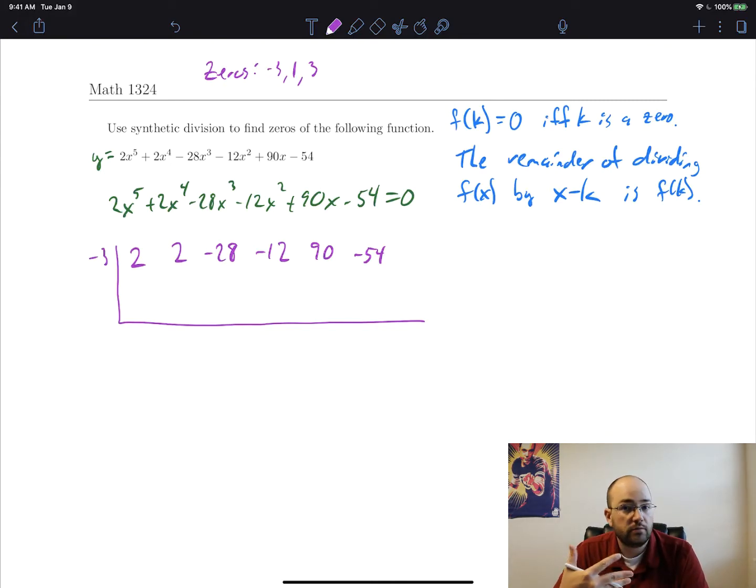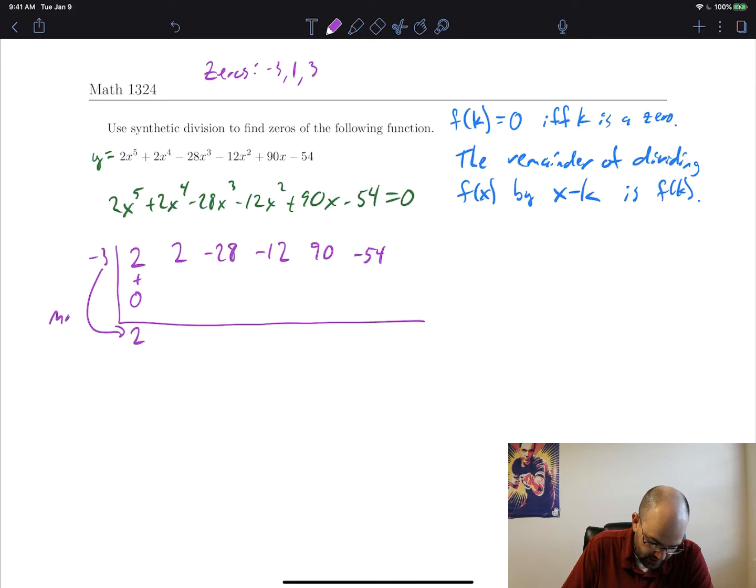Good. Now, if you're missing any degree, in other words, if there was no x cubed here, I would have needed to make sure there's a 0 there for that x cubed term, because you need to account for every single term. And here's the process. Technically, there's a 0 here, so 2 plus 0 is 2. And then what we do is we multiply. So -3 times 2 is -6, and that's what I write there.